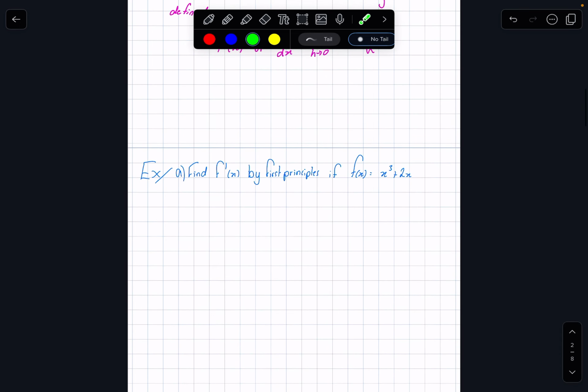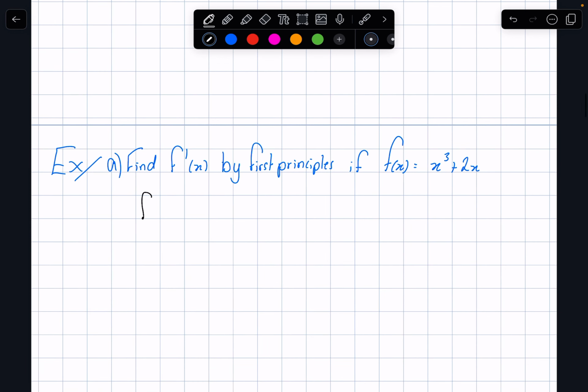So the first example we've got is find f dash of x by first principles if the function f of x equals x cubed plus 2x. Now, the first thing we need to find is f of x plus h. To do that, we take our original function and we replace every x with x plus h. So I've got x plus h cubed plus 2 times x plus h. And that's all I have to do for this step.